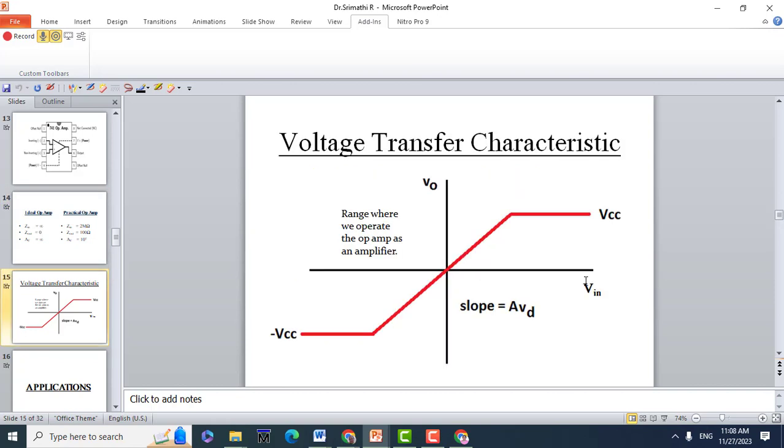And what will the voltage transfer characteristic look like? For example, if I increase the input voltage, the output is going to increase proportionately, and it is linear for a certain range. After that, when it reaches your supply voltage, it will reach the saturation level. That happens on the negative side as well. The slope is equal to A into Vd. So this is the range where we operate the operational amplifier.